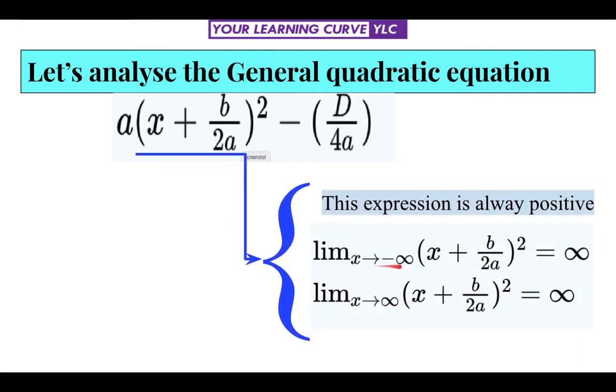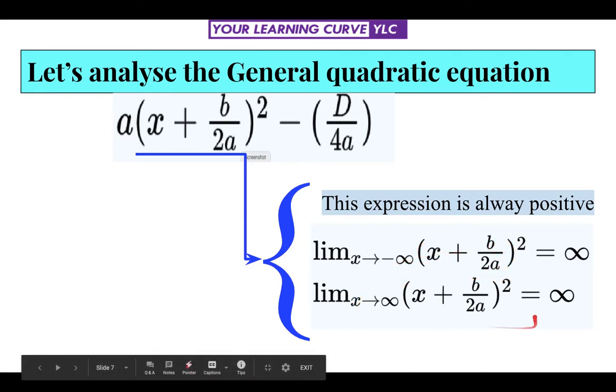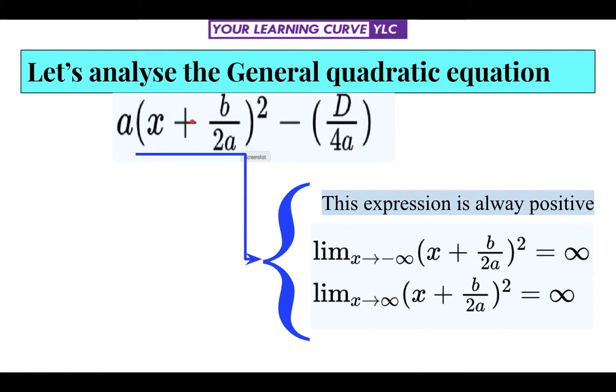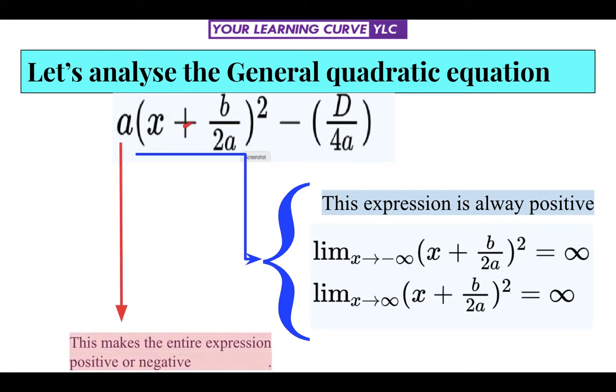As the limit x tends to minus infinity, this x goes to minus infinity. There is nothing in this expression which makes it an indeterminate form. So when x goes to minus infinity, we are adding b by 2a, a constant number, to minus infinity. It will still be minus infinity. After squaring, we will get plus infinity. When x goes to plus infinity, this whole quantity goes to plus infinity. Means this quantity x plus b by 2a whole square is always positive.